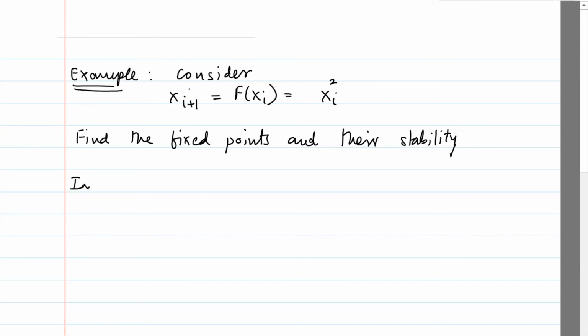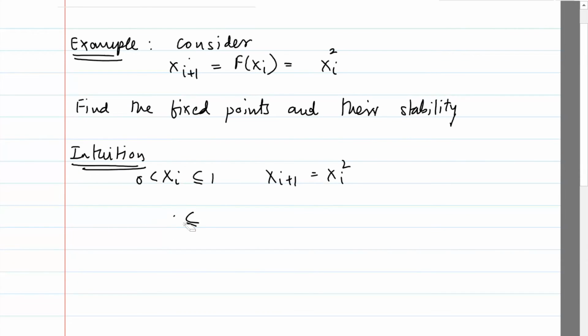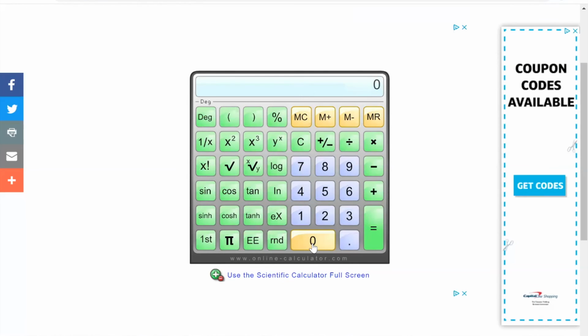However, let's do this intuitively. Let's just do the experiment where we throw at x_i different inputs and then see what happens to x_{i+1} for certain ranges of x_i. So let's choose x_i between 0 and 1, any number between 0 and 1, and see what happens to this function. Similarly, we'll choose x_i greater than 1 and see what happens to x_i squared. I'm just going to use a square and then keep iterating over that.